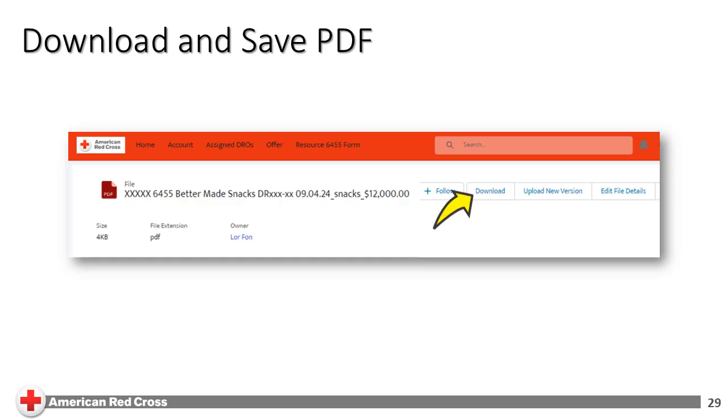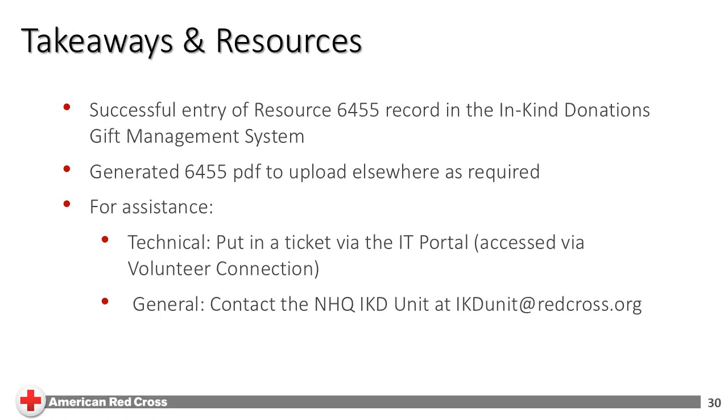Download the 6455 file and save it in the Disaster Response Operations Team folder. The file can also be uploaded to the Supply Procurement Tracker or other places as needed. You have now successfully learned how to enter a 6455 record in the in-kind gift management system. You have also learned how to generate and upload the form in the proper areas for financial recording.